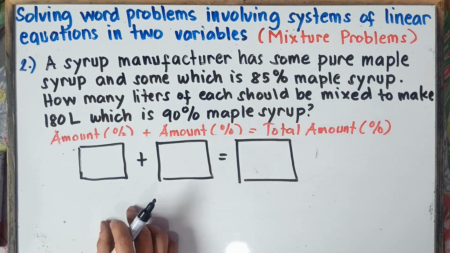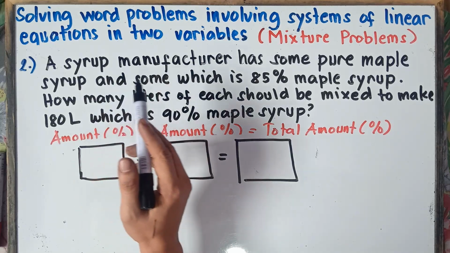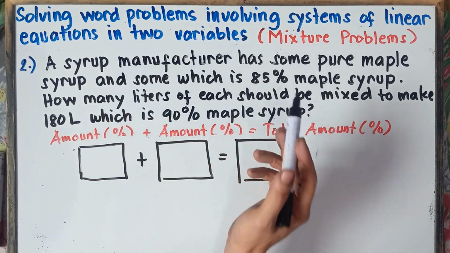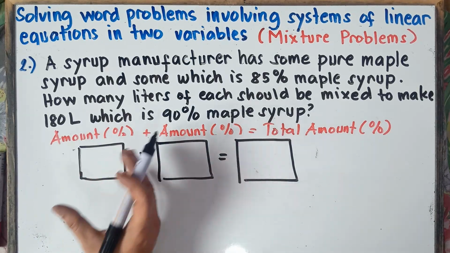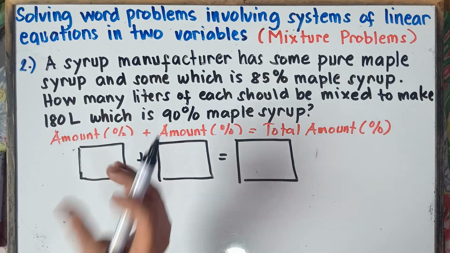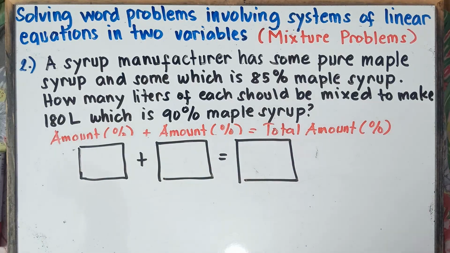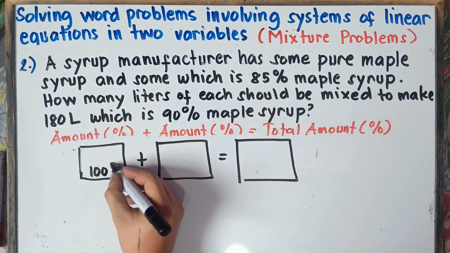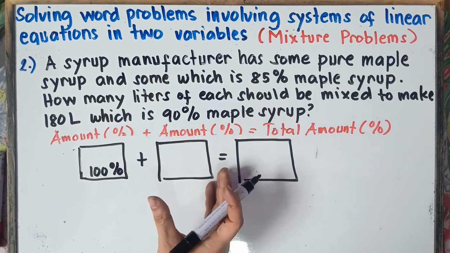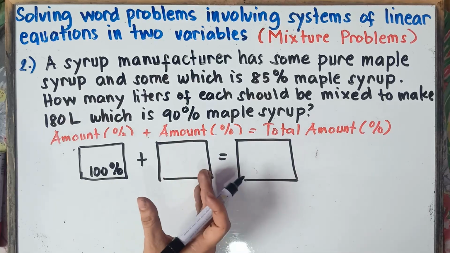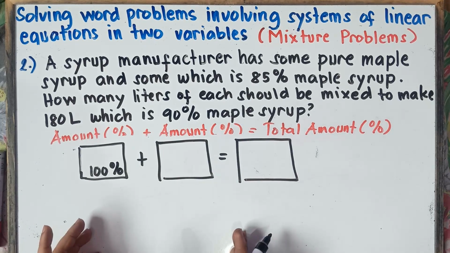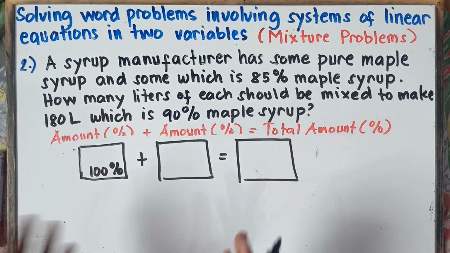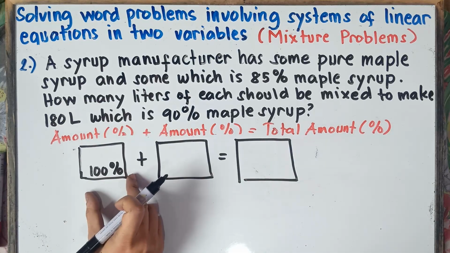Now it says in the first statement, class, a syrup manufacturer has some pure maple syrup. Now what would be the percent, class, if it says pure maple syrup? That's correct. It should be 100%. Pure means it doesn't contain any additives, no water, no other additives. Therefore, if it says pure, automatically, that's 100%.